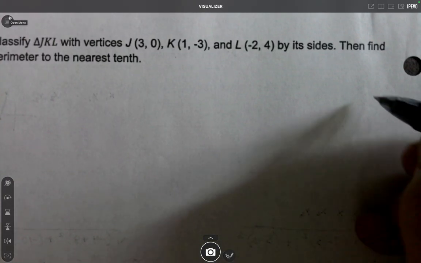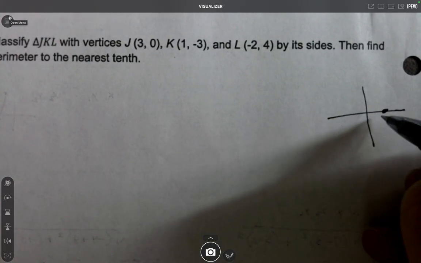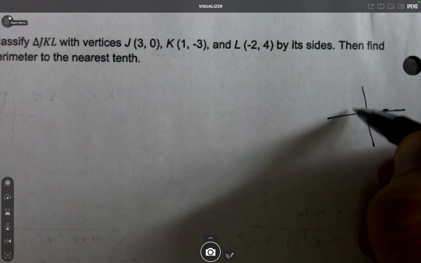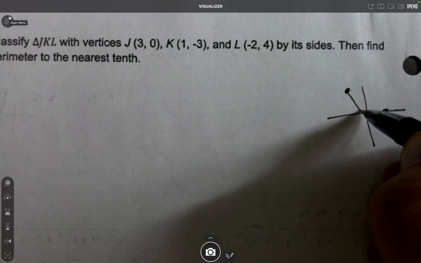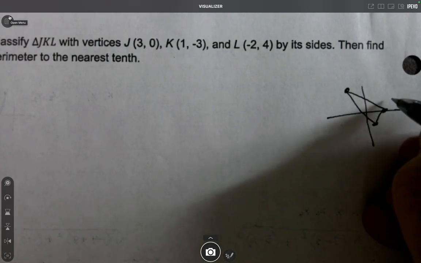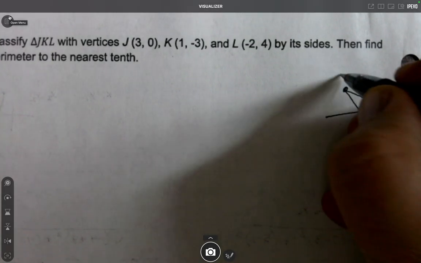Okay, so I'm just giving a very rough sketch again. 3, 0 would be about here. 1, -3 would be about here. -2, 4 would be about there. So we're trying to find the perimeter of this triangle. This is J, K, and L.